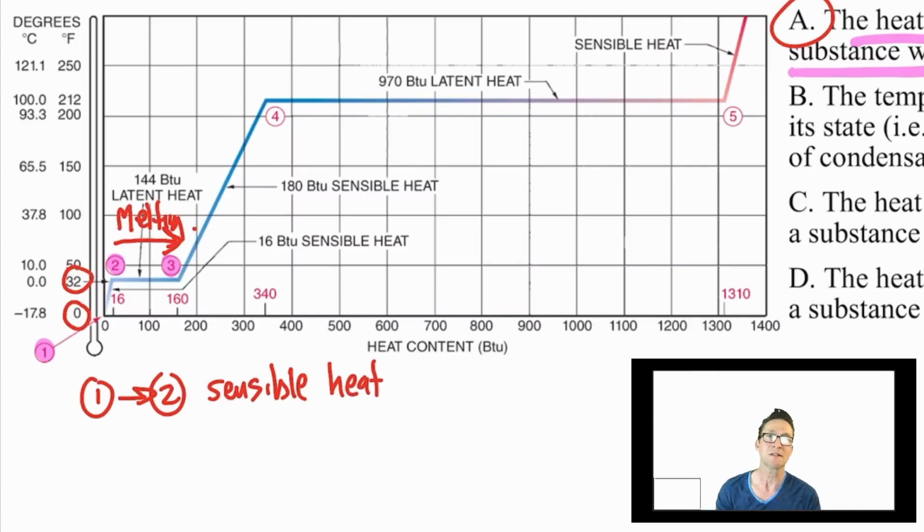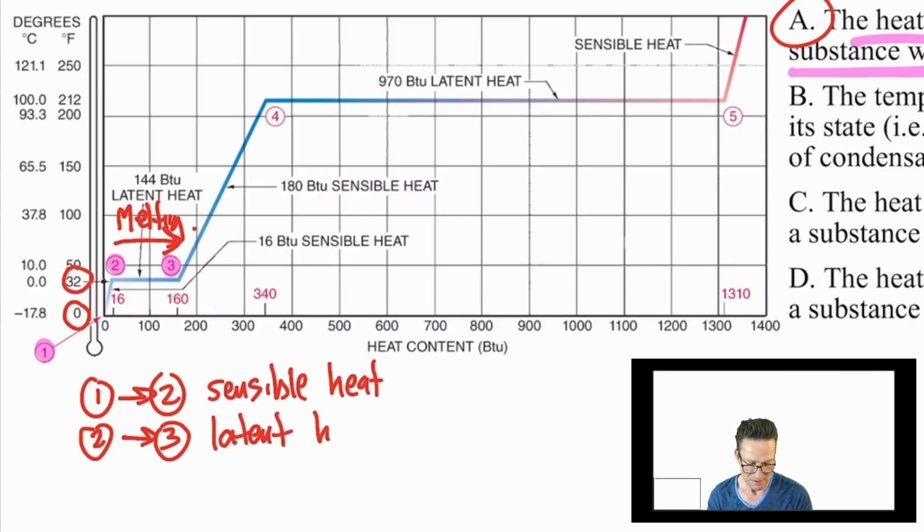And when you're melting ice, you're still adding heat energy to it. But from 2 to 3, you're adding latent heat. Latent heat energy added to the ice. And of course, according to our question, the correct answer A, you're adding an amount of heat energy to a substance which causes it to change state. In this case, we're changing the state from a solid to a liquid.